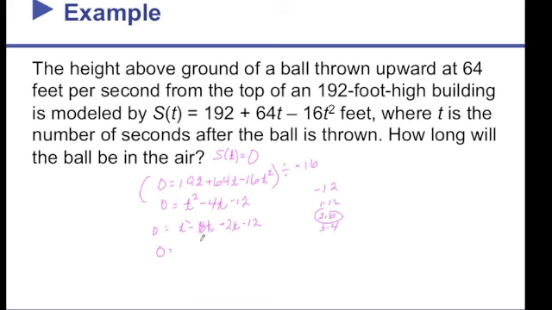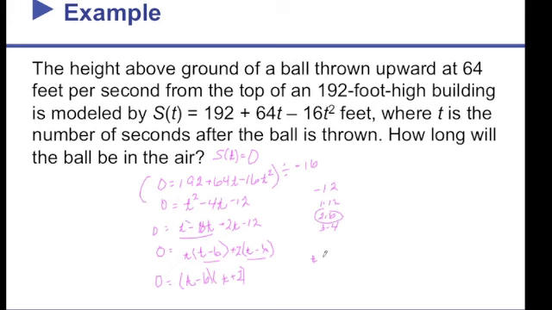So 0 equals, from these two, I can factor out a t, and that will give me t minus 6. And from these two, I can factor out a 2. That will give me t minus 6. T minus 6 in both of those. So I've got 0 equals t minus 6 times t plus 2.